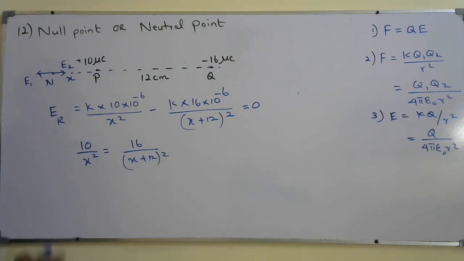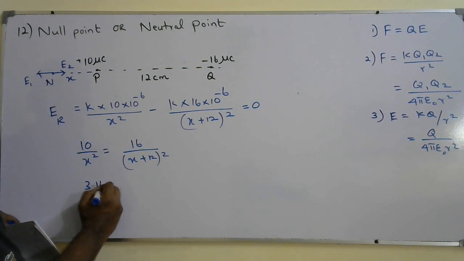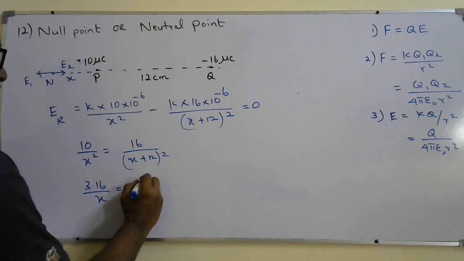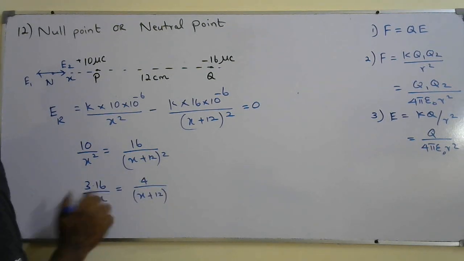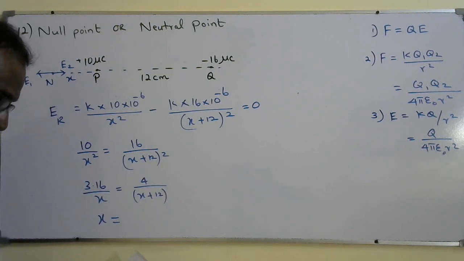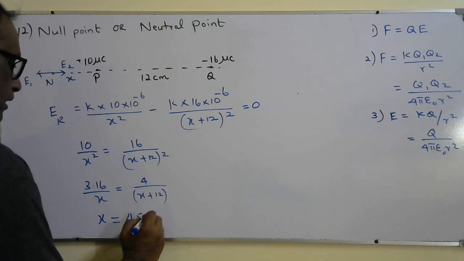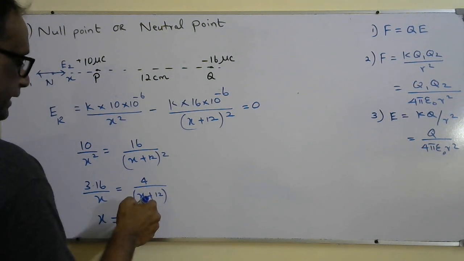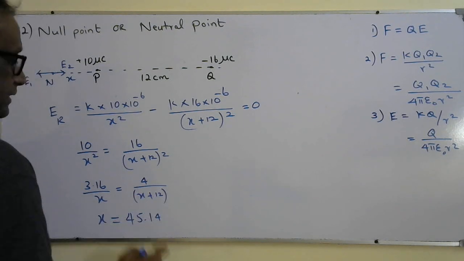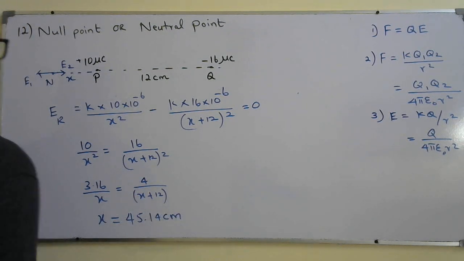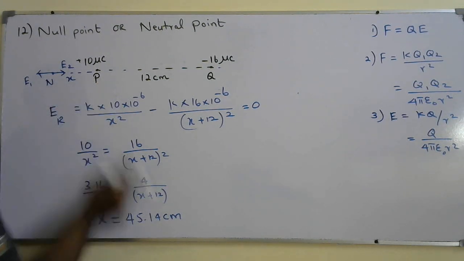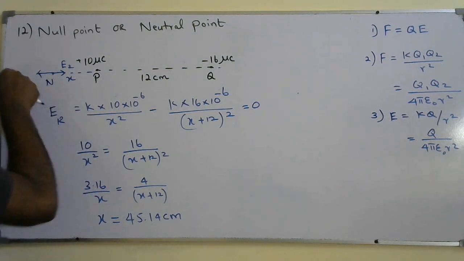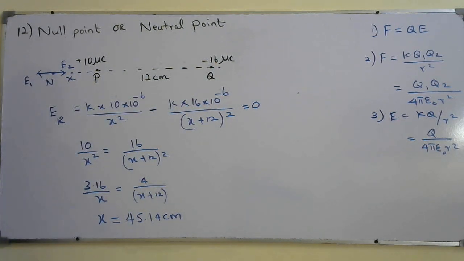Take square root on both sides. So square root of 10, that is 3.16. 3.16 over x is equal to 4 over (x plus 12). Okay, physics over, maths, cross multiply and solve it. You will get x is equal to 45.14 centimeter, because I kept the 12 in centimeter. So the null point will be at a distance of 45.14 centimeters from P on the left side, on the same line of QP.